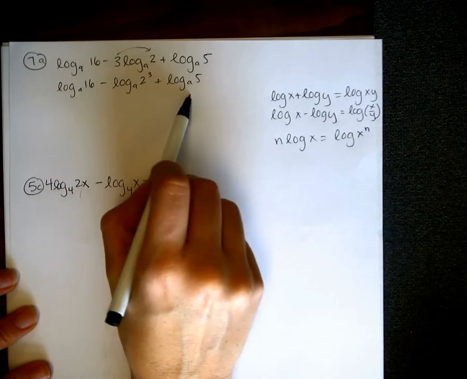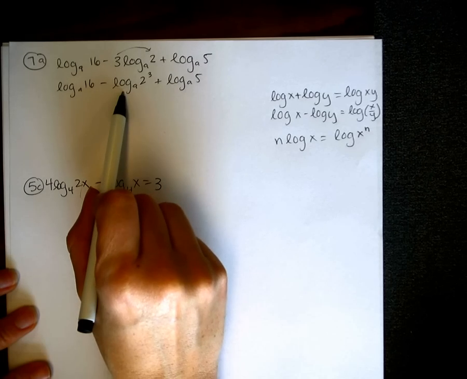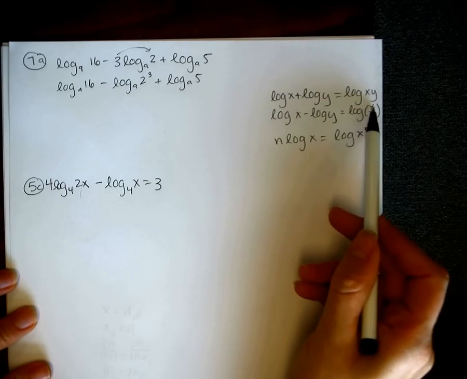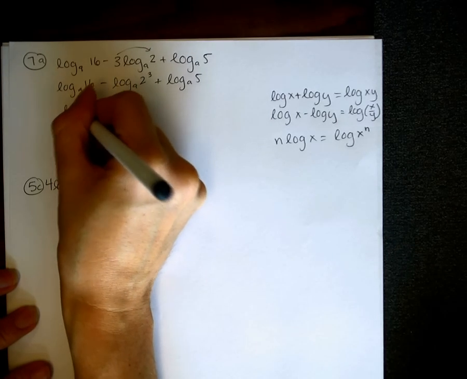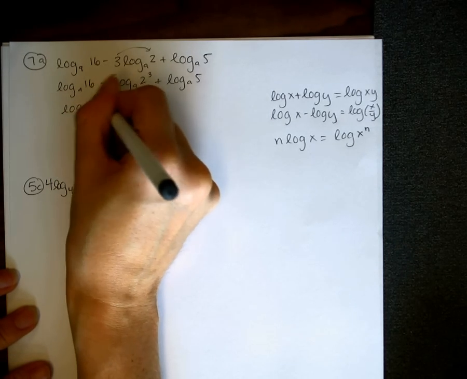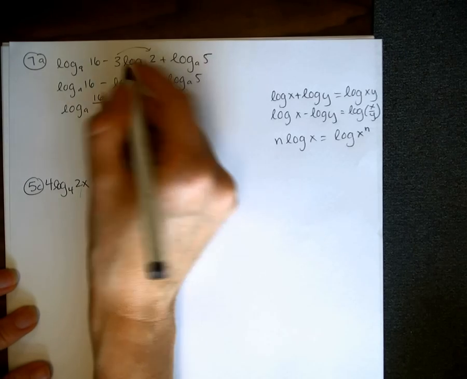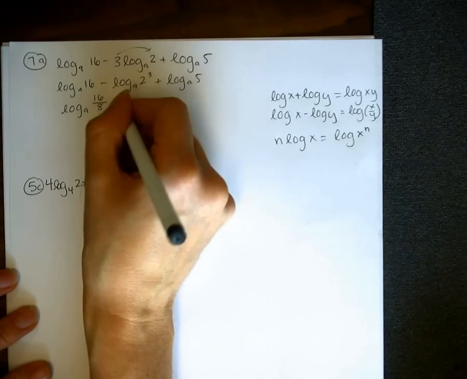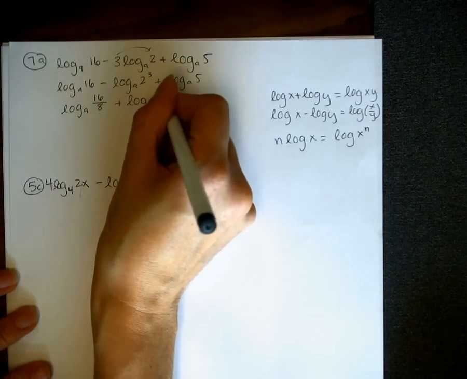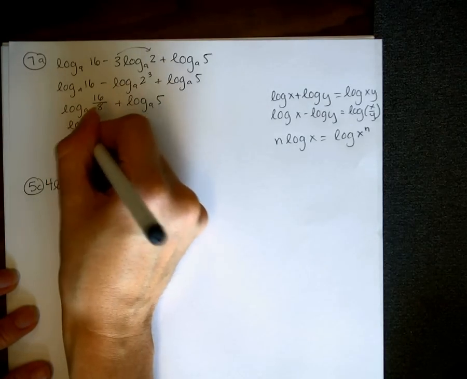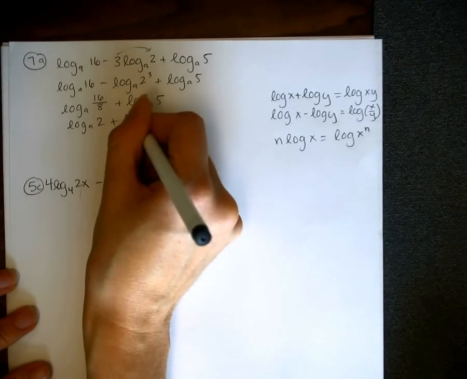And now I'm just going to go from left to right. If I have a log and I'm subtracting another log, I know that I can divide the arguments. So this would be log base a of 16 divided by 2 to the third power, which is just 8. And now it's 1 log plus log base a of 5. But that's really just log base a of 2 plus log base a of 5.